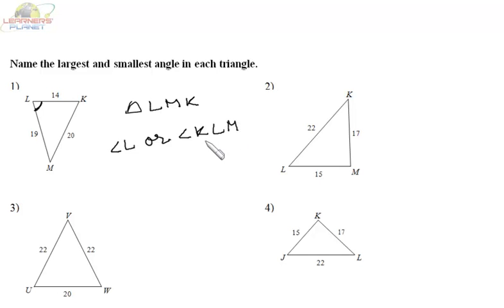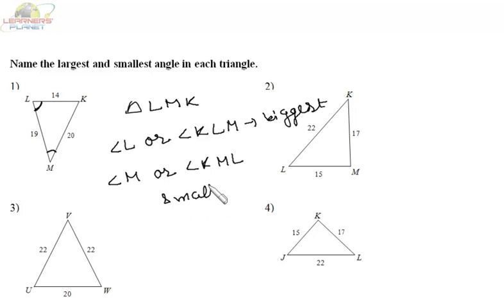is the largest. And which one will be the smallest? Since the length LK is smallest, the angle opposite to it will be the smallest. So the smallest angle will be angle M, or I can say angle KML. So it's biggest and it is smallest. Quite easy. Similarly, in this case, the three lengths are 22, 15 and 17.